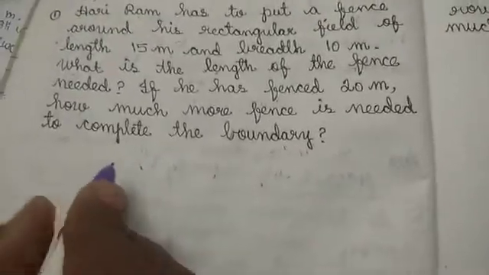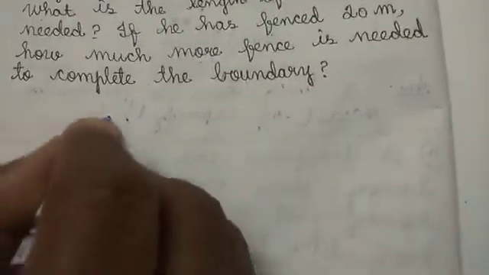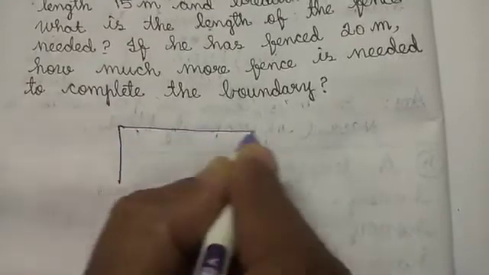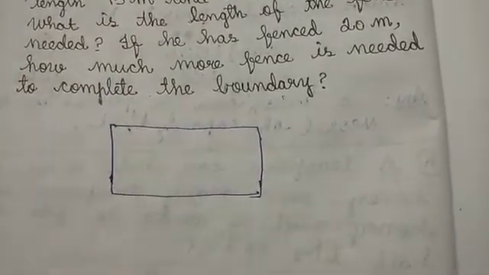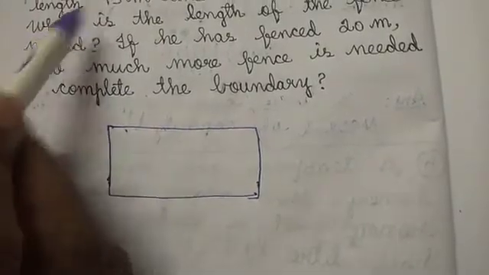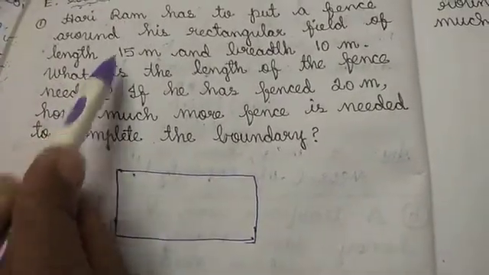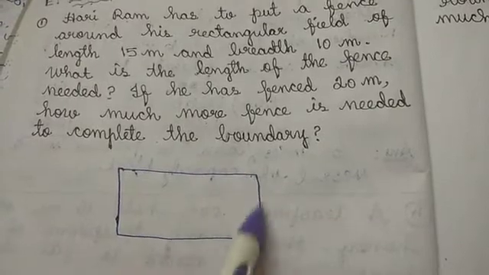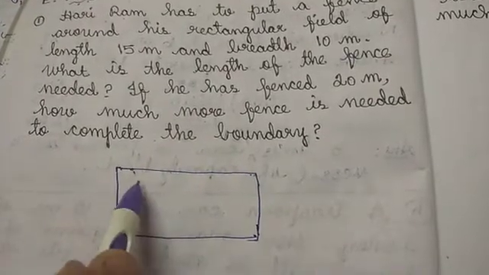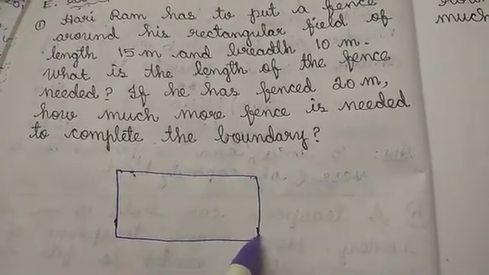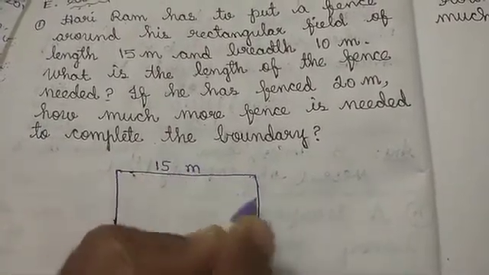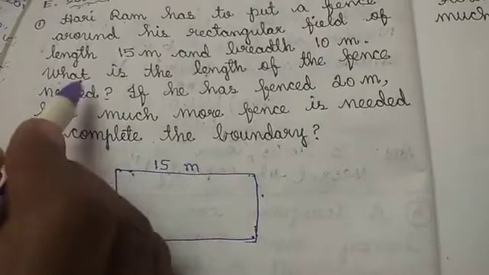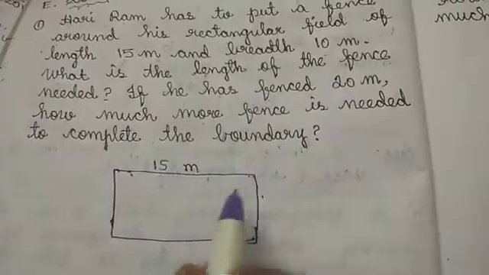Okay children, see, Hari Ram has to put a fence along his rectangular field. Rectangular field means what, children? This is rectangular, isn't it? And what's the length, children? Can you see here? 15 meters. So this is length and this is breadth. Here 15 meter, and here the breadth, how much meter? 10 meter.